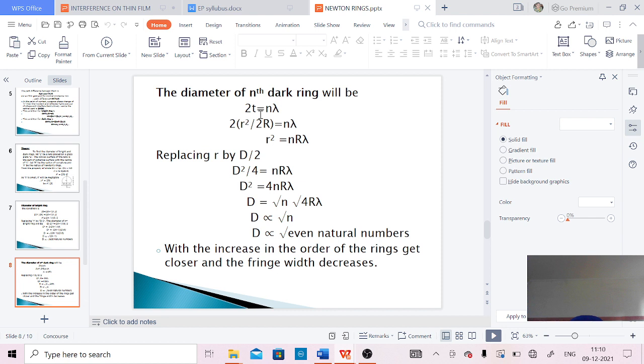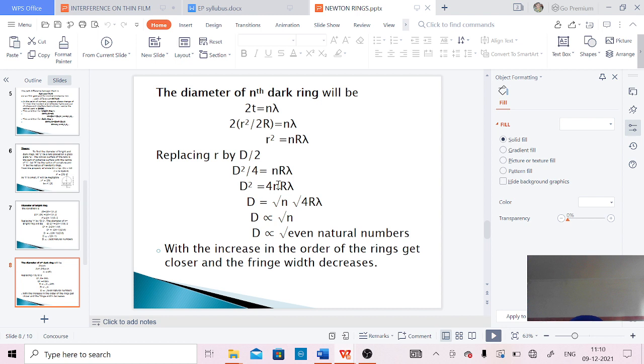And what is the nth dark ring? For the nth dark ring, 2t equals n lambda. Again we are replacing t by r square by 2r, and the radius r is replaced by d by 2, because we are considering the diameter. So finally, d equals root of n into 4 lambda r, that is, the even natural numbers. So this is the condition for the nth dark ring, and that is the condition for the nth bright ring.